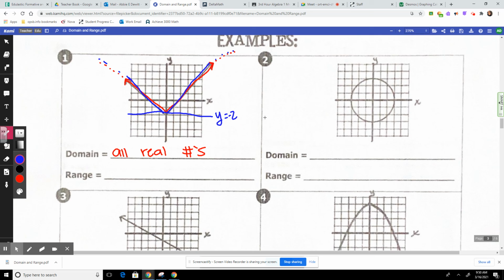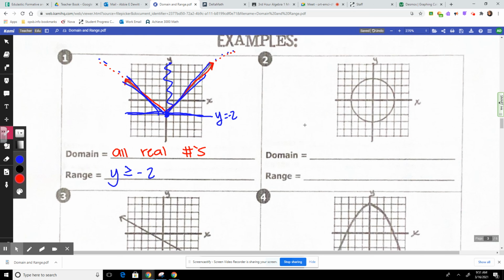negative 2. So to write this range value, where does this graph touch my y values? This graph touches all values of y such that y is greater than or equal to negative 2. Ooh, that kind of messed up a little bit. Greater than or equal to negative 2. Because where y is negative 2 right here, it touches all points that are greater than y along this graph.